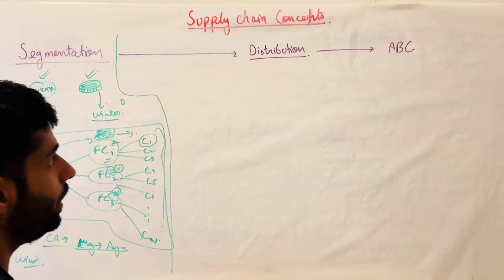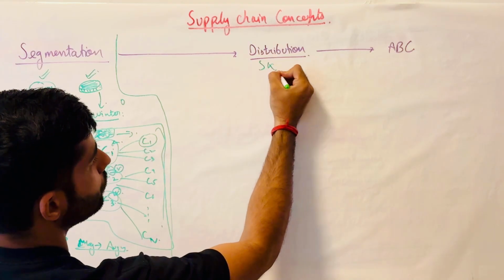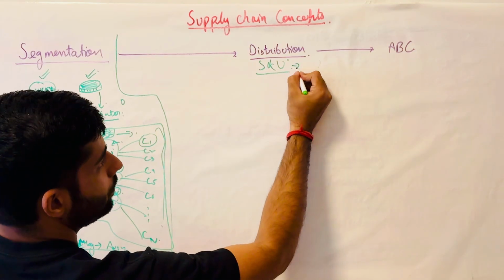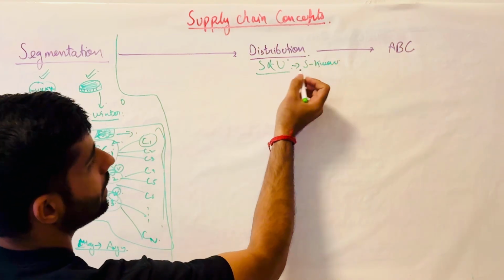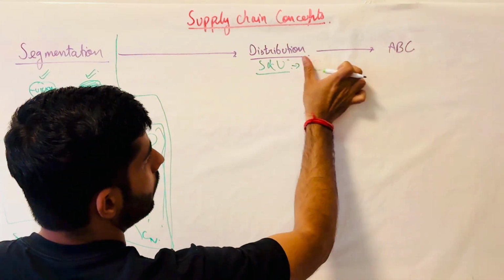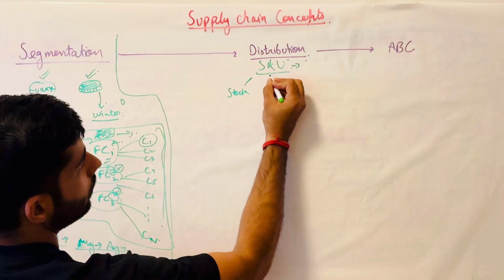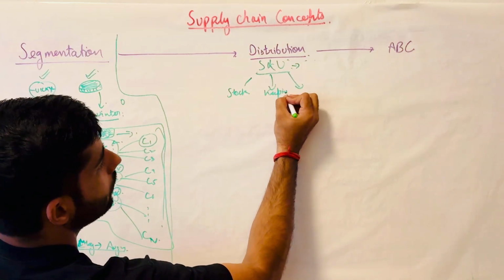Now let's come to distribution. When I say distribution, I mean distribution of SKUs. If you've heard about the SKU for the very first time, you're supposed to say it like the word "skew." Now, what does it stand for? It stands for stock keeping unit.